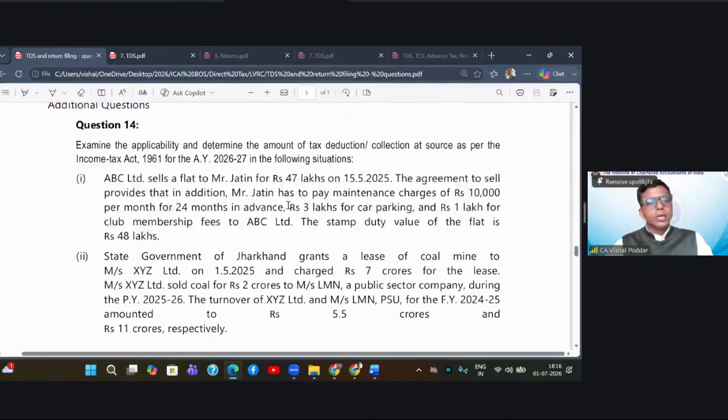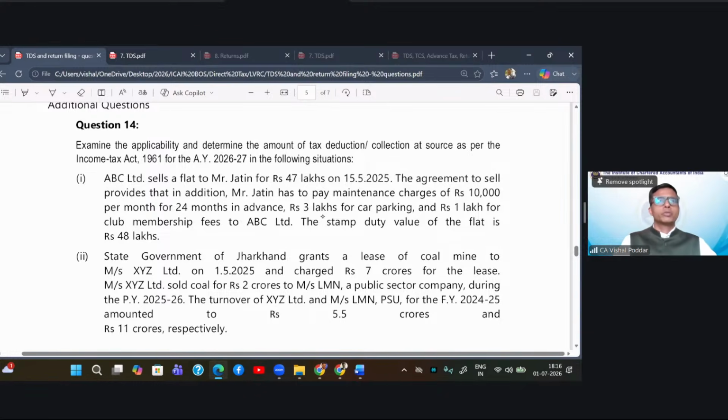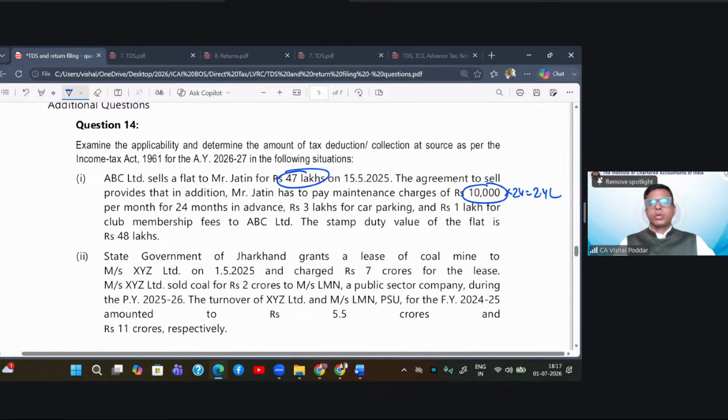This 53.40 lakhs you will compare with 48 lakhs, whichever is higher, which is obviously 53.40. So your final answer will be that TDS will be applicable on this total, which comes to 53.40 lakhs. So this plus this into 24 months comes to 2.4 lakhs plus this. So the total of all this comes to 53.4 lakhs, which is greater than this. So you'll take this value and multiply it by 1%. This will be your TDS amount.